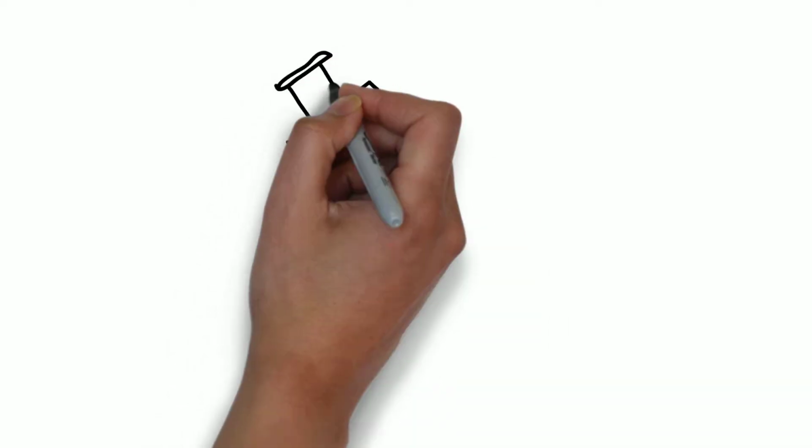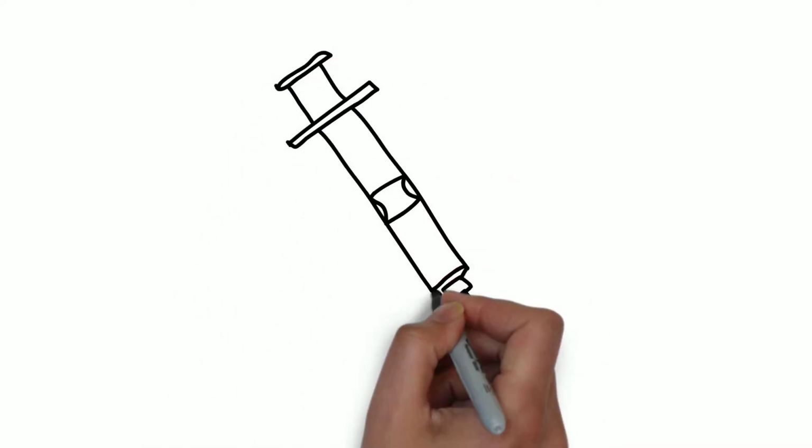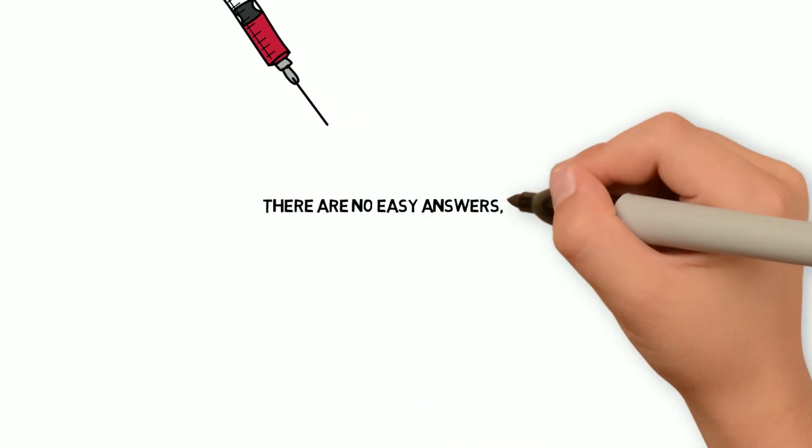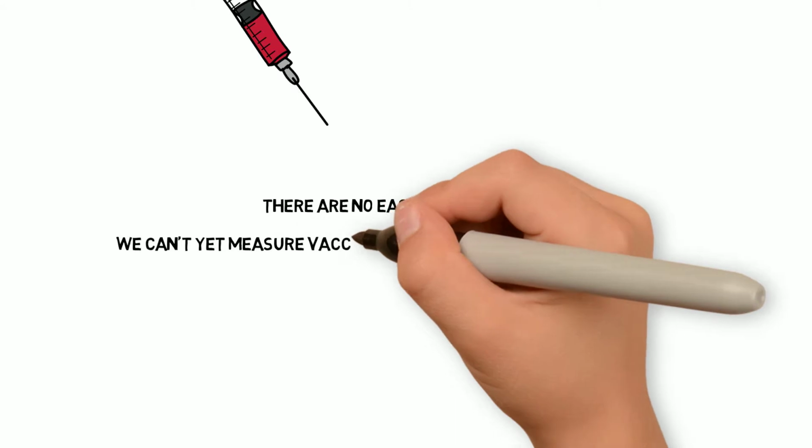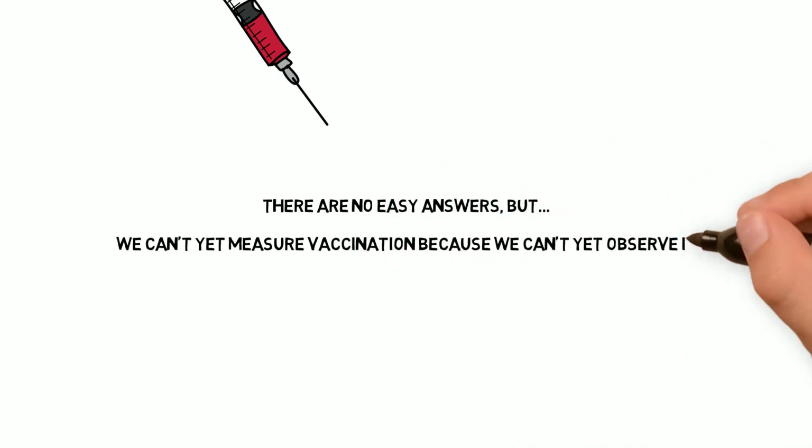Have you ever wondered why it's so hard to make new vaccines? Well, one reason is we can't measure vaccines in the same way that we measure other things.